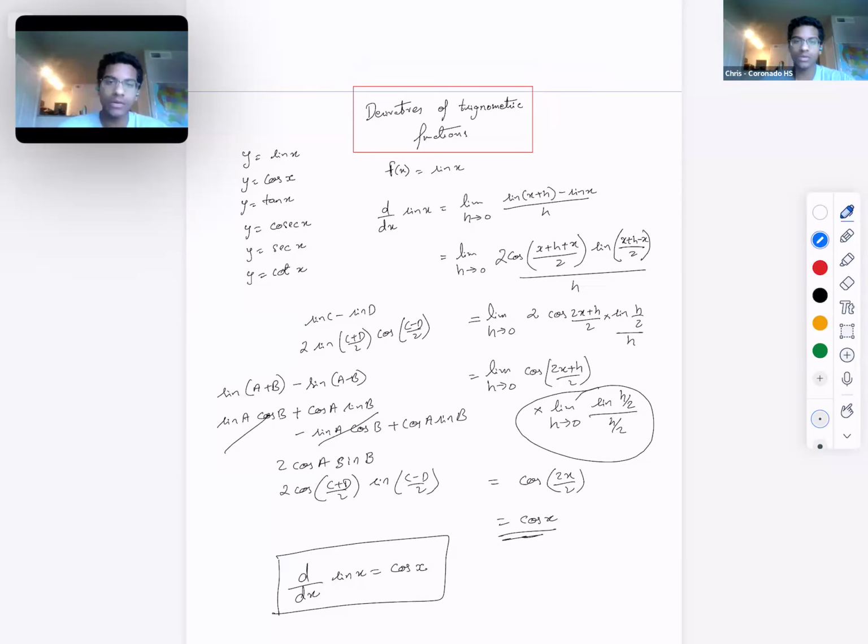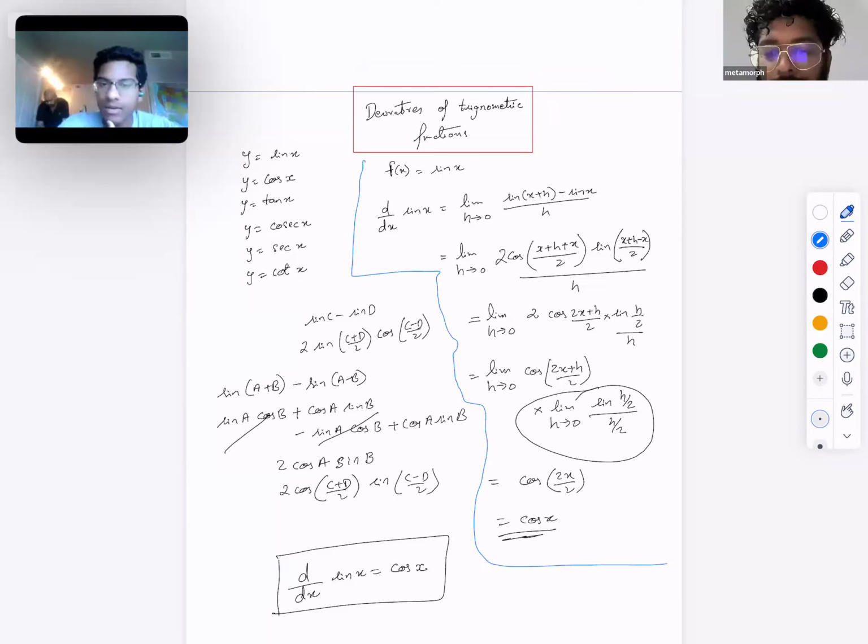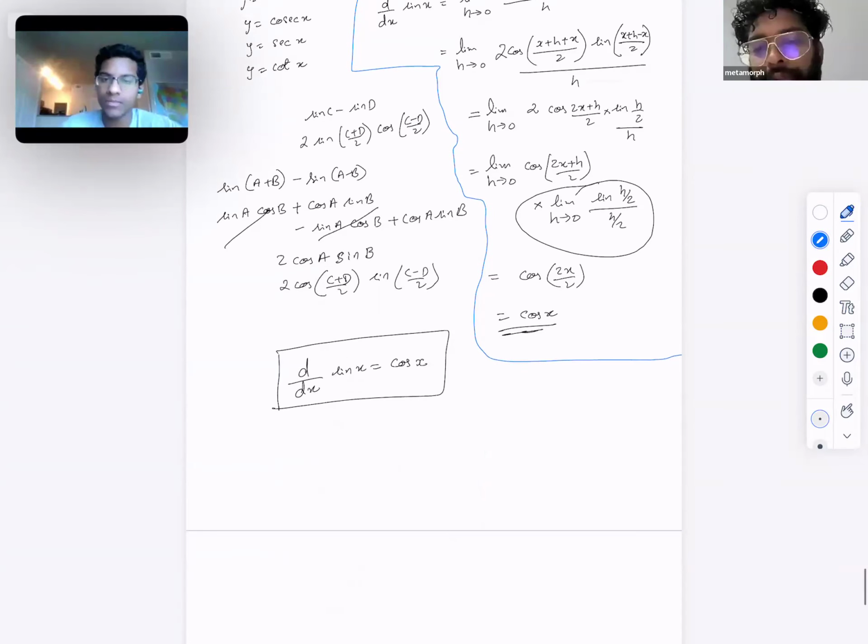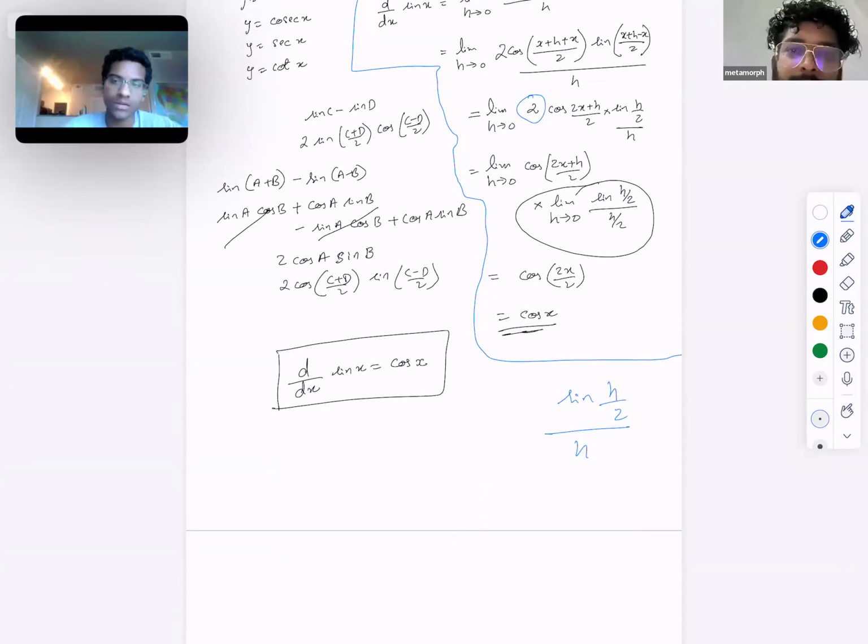Quick question. In the sine h by 2 divided by h, what happened? What part? How do you get the denominator being h by 2? So you have sine h by 2 over h, right? But there is a 2 here. You see that? I took that down in the denominator. Okay. Is that clear? Yeah.